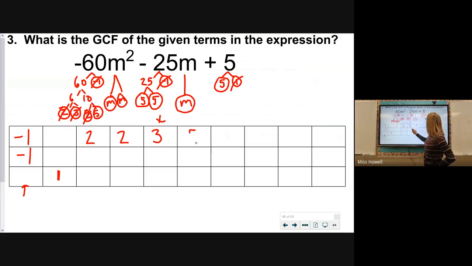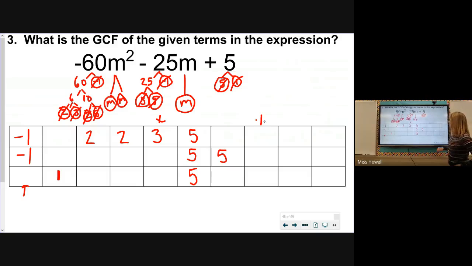There's 1 up here, 2 in the middle for negative 25m, and 1 down here. Now all these other blocks stay empty. We're now right here for our m's. There are 2 of them, 1 of them, none of them.